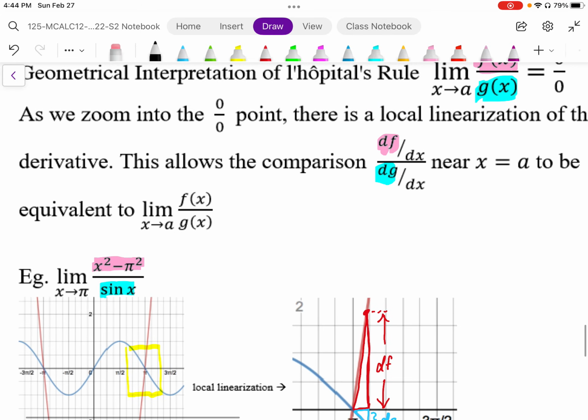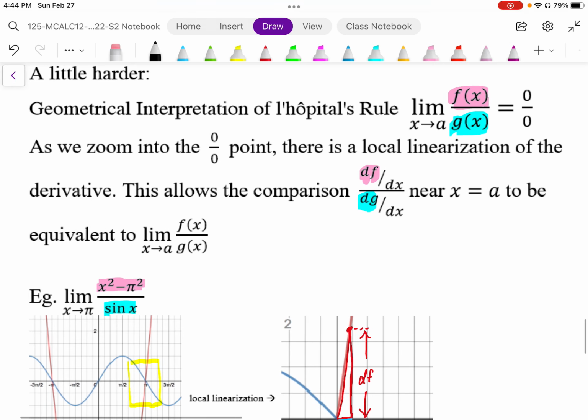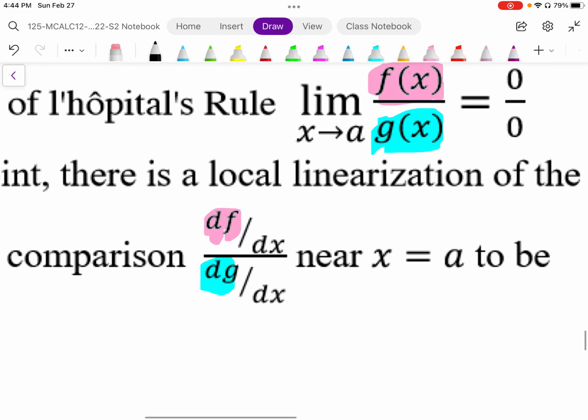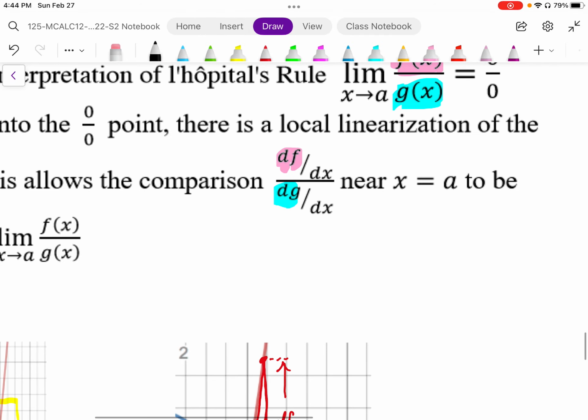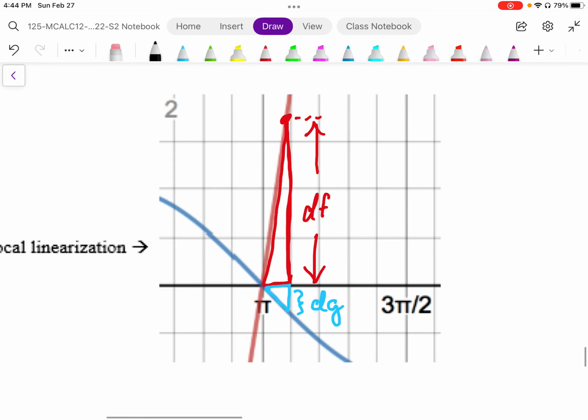Well, L'Hopital's rule is comparing f of x to g of x. What we're saying in L'Hopital's is that the derivative of f and the derivative of g near zero is going to be the same as f to g. That is true because if we look at the zoomed in part, the red line is essentially straight and the blue line is essentially straight, so we can plot a slope triangle onto both of those.